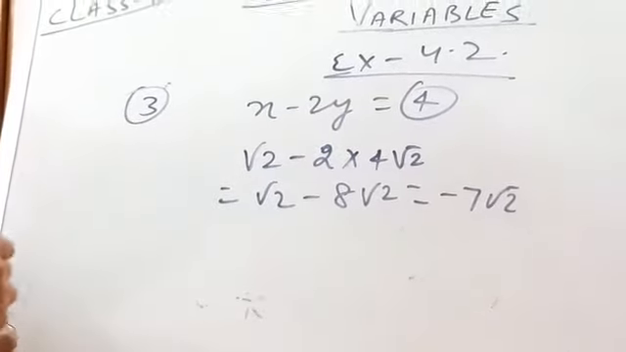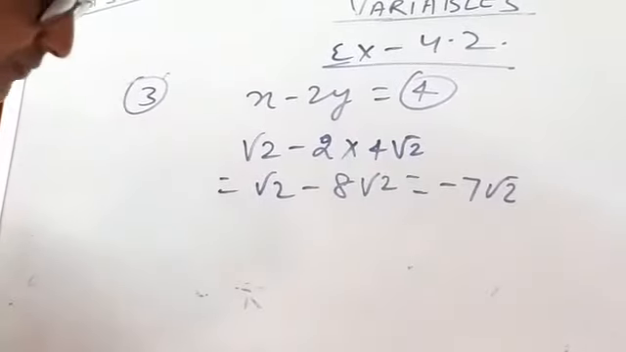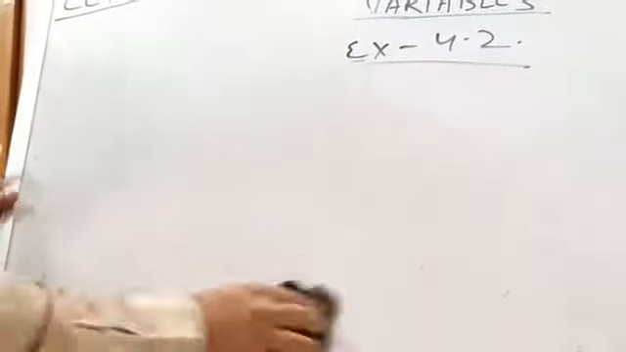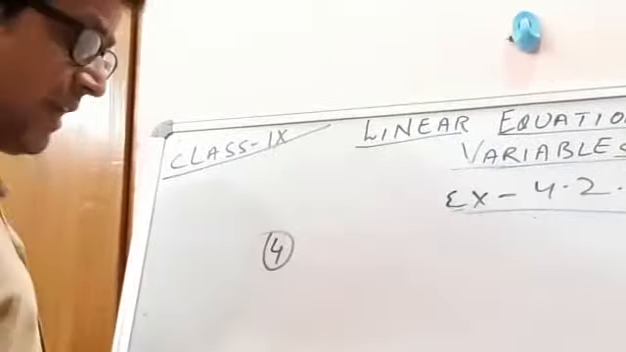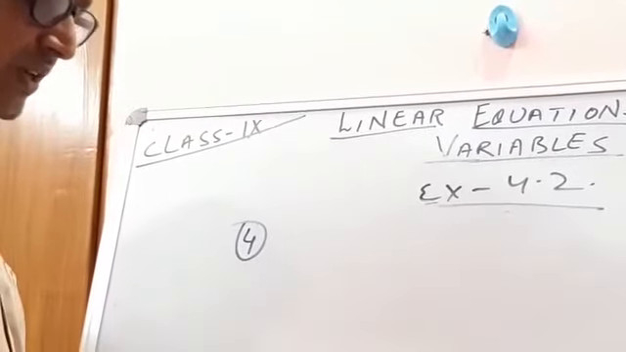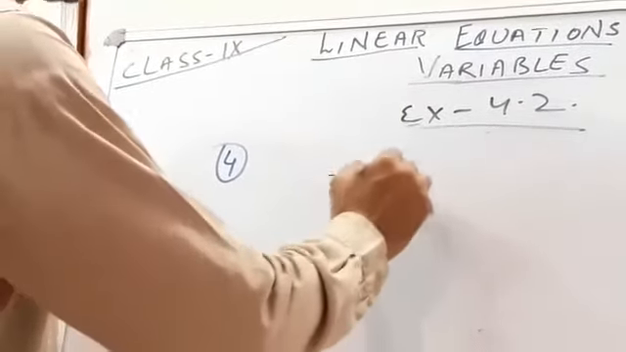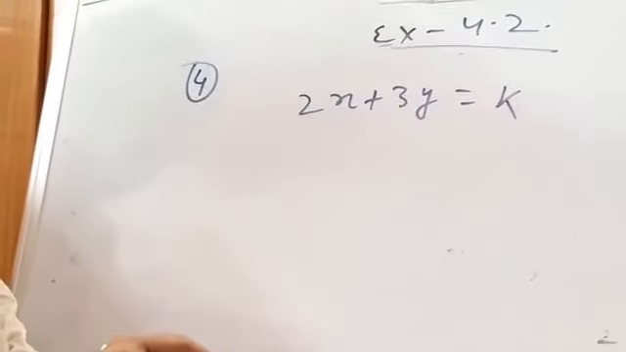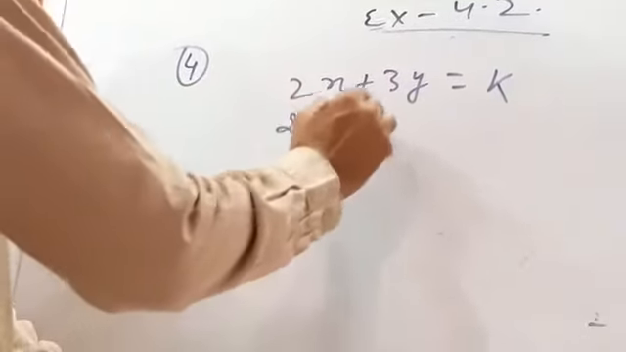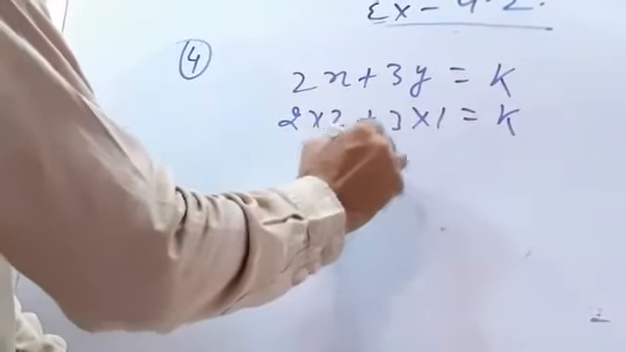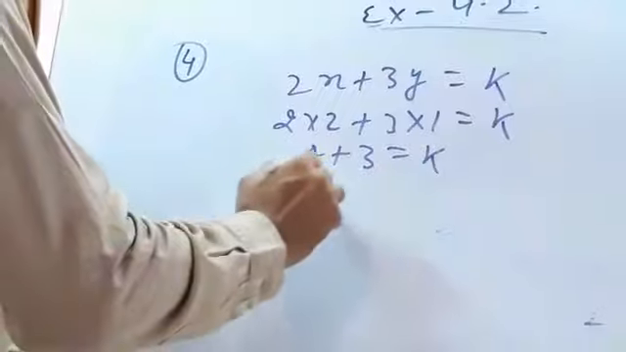So this is all. Next, question number 4. Find the value of k if x = 2, y = 1 is a solution of the equation. What is given? 2x + 3y = k. And the solution given is 2 and 1. So 2 into 2 plus 3 into 1 equals k. This gives you 4 plus 3 equals k. So the value of k is 7.